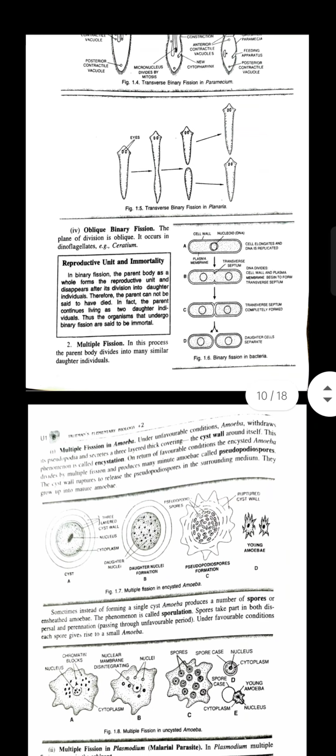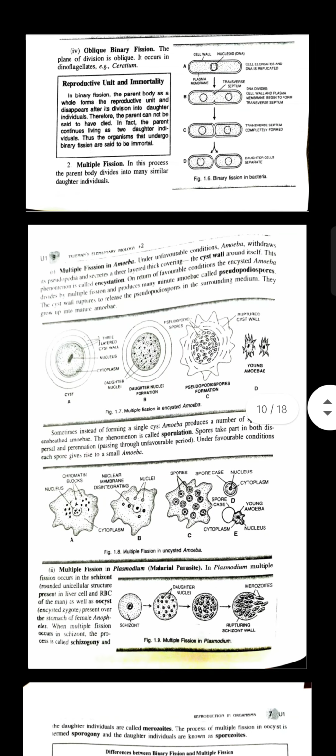Next is multiple fission. So in multiple fission the parent body will divide into many similar daughter cells. We can see multiple fission of the amoeba. What will happen in unfavorable conditions? Amoeba will withdraw its pseudopodia and secrete a three-layered thick covering. This is called the cyst wall, and the phenomenon is called encystation.